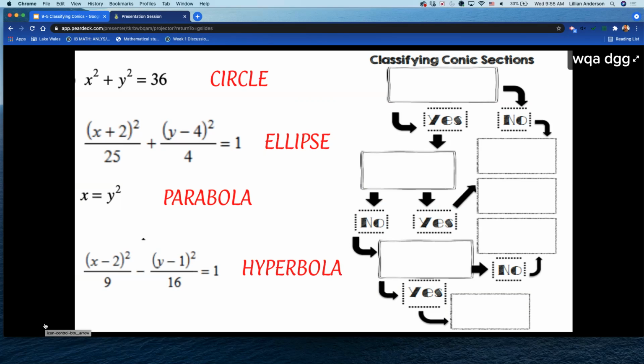Hyperbolas are being divided. Okay, so one big difference between their standard forms is ellipses and hyperbolas have fractions within their standard forms. That's one good observation. What else? The parabola only has one squared term compared to all the other ones. All the other ones, both of their variables are being squared. That's good. What else do you notice?